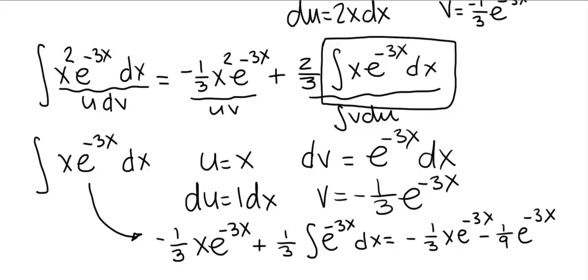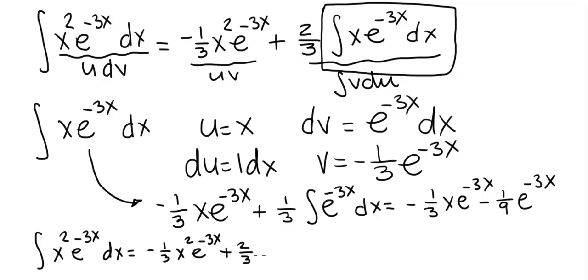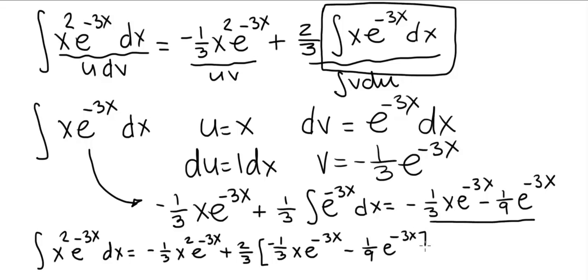Let's return back to the original problem. The original problem is right there. So we have the integral of x squared e to the negative 3x dx. It was equal to minus 1/3 x squared e to the negative 3x plus 2/3 times the integral of x e to the negative 3x. We just evaluated that integral, so the answer is right there. So we put minus 1/3 x e to the negative 3x minus 1/9 e to the negative 3x. Once all the integration is done, we can then add a c at the very end. All we have to do is just simplify it just a little bit.